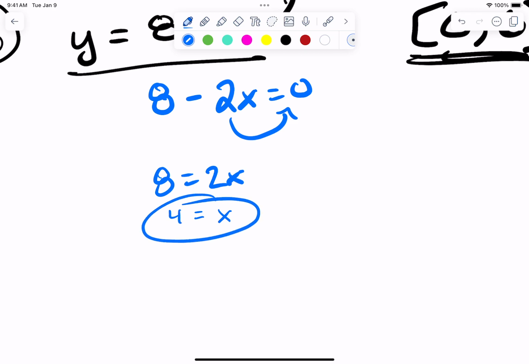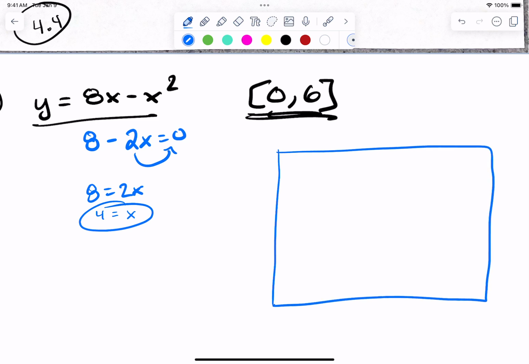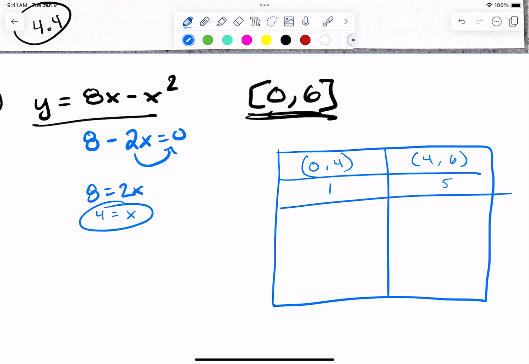Then did you do your table? Yes. Okay, let's do the table. But instead of going negative infinity, we go 0 to 4, 4 to 6. Then we use test numbers 1 and 5. I use 1. That sounds as good as any. Positive, negative, test point.